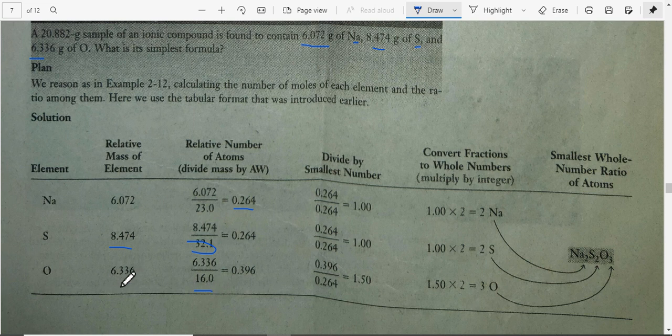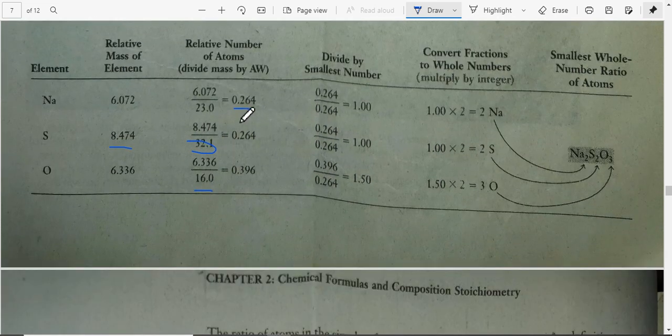Next, you look for the lowest value. You have 0.264, the same for sodium. So 0.264 divided by 0.264, you have 1. Then for the other, you have 0.396 divided by 0.264. If you divide that, you will get an answer of 1.5. What happens when you get 1.5?